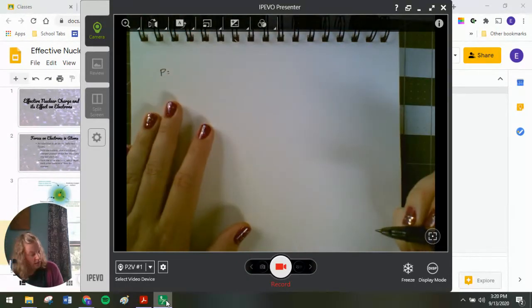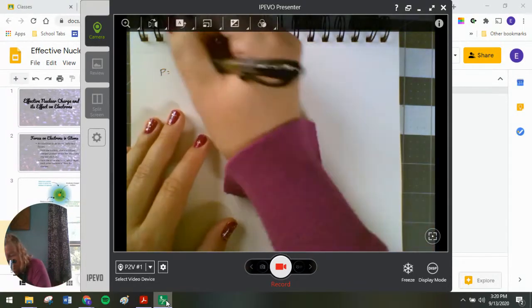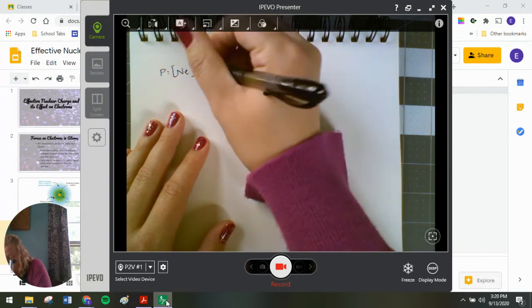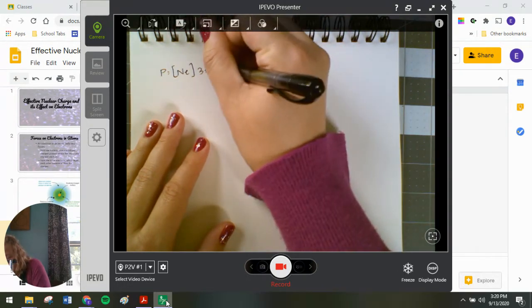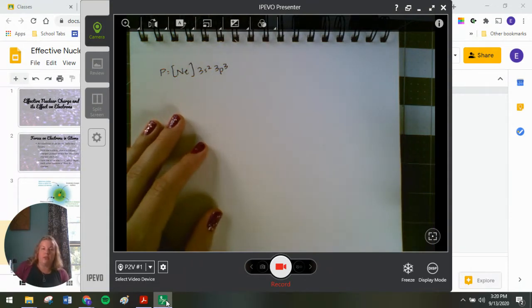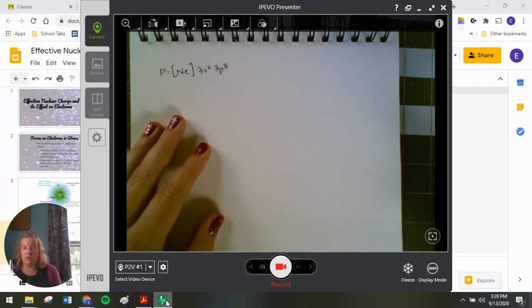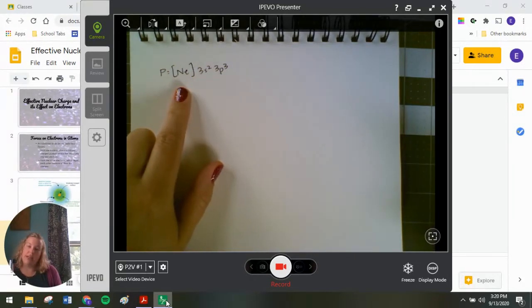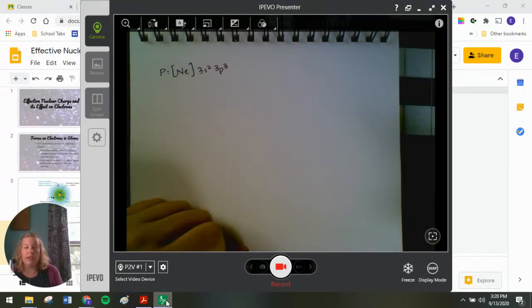Phosphorus's shorthand electron configuration is going to be neon in brackets, and then 3s2 3p3. Hopefully you understand that. If you find yourself still struggling with electron configuration, make sure that you contact me so we can get things cleared up. The nice thing about our shorthand configuration is that it actually breaks our electrons into core and valence electrons without us realizing it.